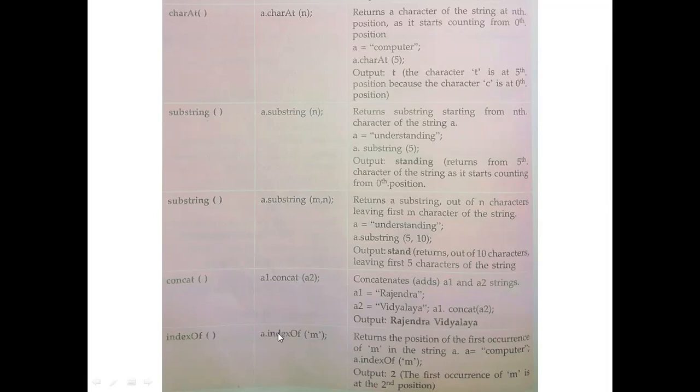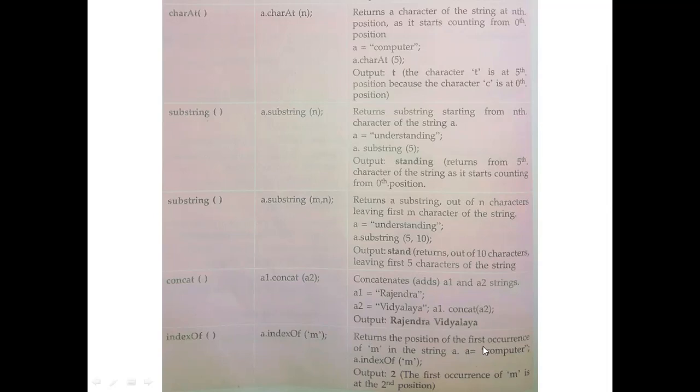Then indexOf. See, A is my string variable. In that, I want to know the position of the M alphabet. A has computer in it. A.indexOf(M). I want to know the position of M. M is there in the second position, right? 0, 1, 2, right? Yes, sir. The position of M is 2. Are you getting the concept here? Yes.